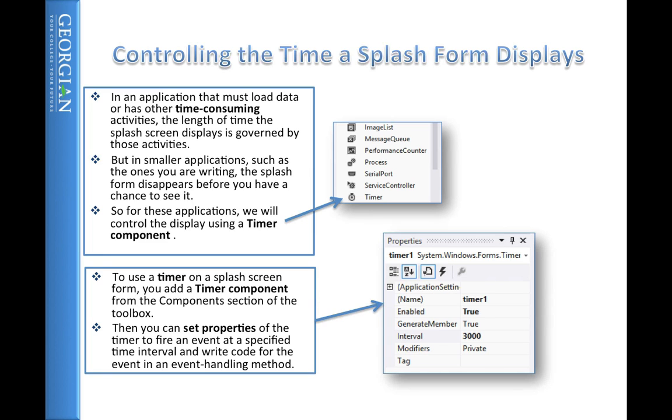The other one is the Interval, the time interval in milliseconds. You've got to specify that as well. So for example, 3,000 milliseconds is 3 seconds, so the form hopefully will last approximately 3 seconds. Why do I say approximately 3 seconds? Why not exactly 3 seconds?